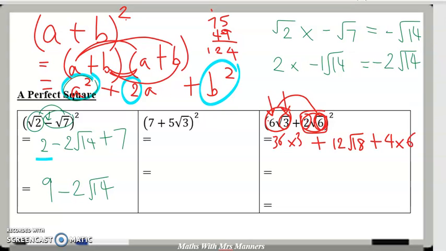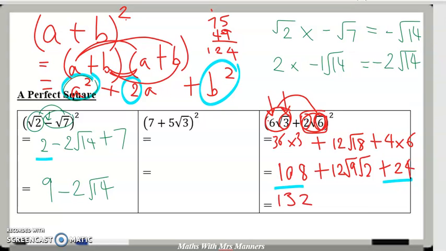Now it's time to tidy. So 36 times 3, that's like 90 plus 18, so it's going to be 108. And then I've got 12 root 18. Now the root 18 I really should reduce into root 9, root 2. So you want to spot surds that can reduce. And then 4 6s are 24. I'm going to combine my 108 and my 24 to make 132, and I'm going to multiply out those 2 integers over here, the root 9, which is 3, times 12, that gives me 36 root 2.